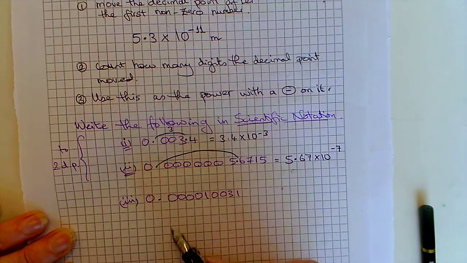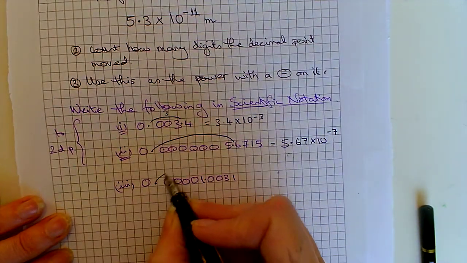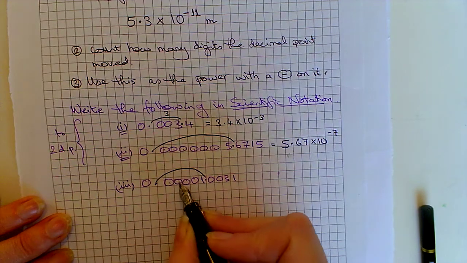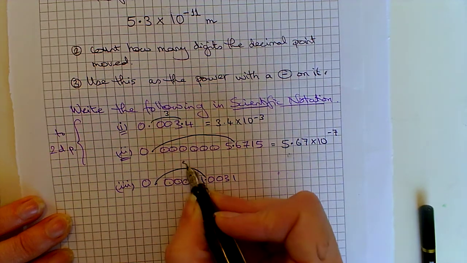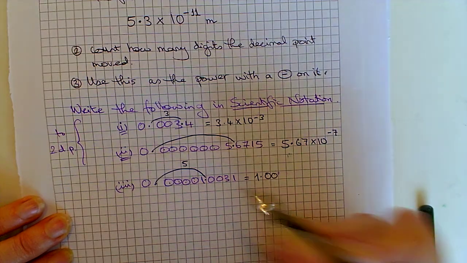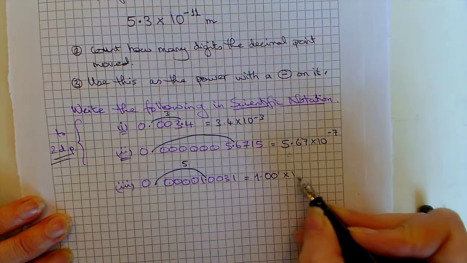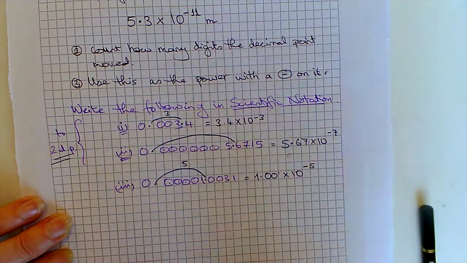So you need that negative on your power, because we know that a minus power means that you divided by something. This one, we'll move the decimal point after the 1. And how many places did it move? 1, 2, 3, 4, 5. So that will be 1.00. The 3 and the 1 don't count because I'm only going to 2 decimal places, by 10 to the power of minus 5.